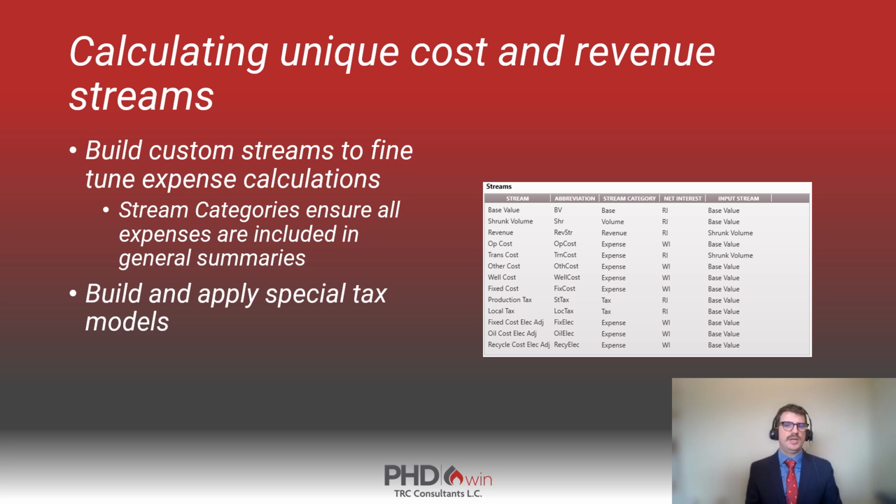You may also need to build and apply special tax models. These models may be a reduction in the tax rate, or they may be adjustments based on current events in the well. If you ever run into that need, please feel free to reach out. It is fairly easy in PHDwin version 3 to build those special models, have them either modify an existing one or work on top of it, depending on your current needs.